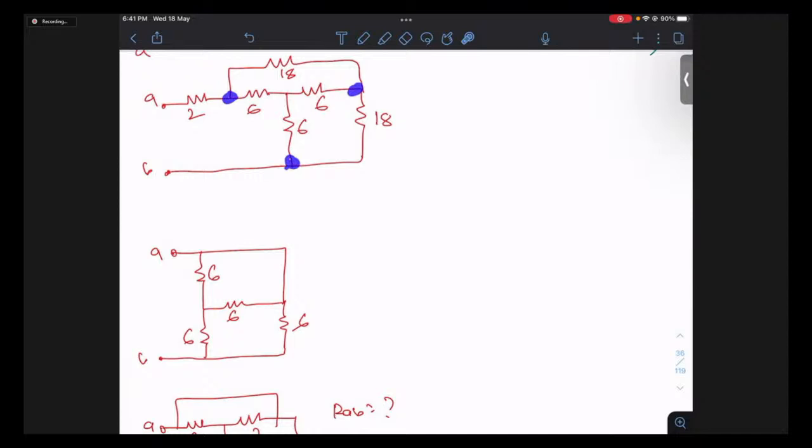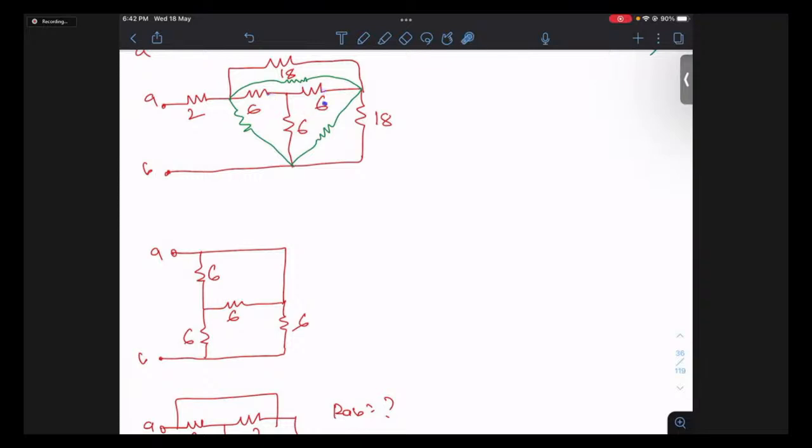So if I convert this to delta, one of the elements will come here, another element will come here, and the other element will come here. So this inner star will be removed and you get the new delta. So if I do it, you get a delta here, a delta here, and a delta here. Because all element values are 6, 6, 6.